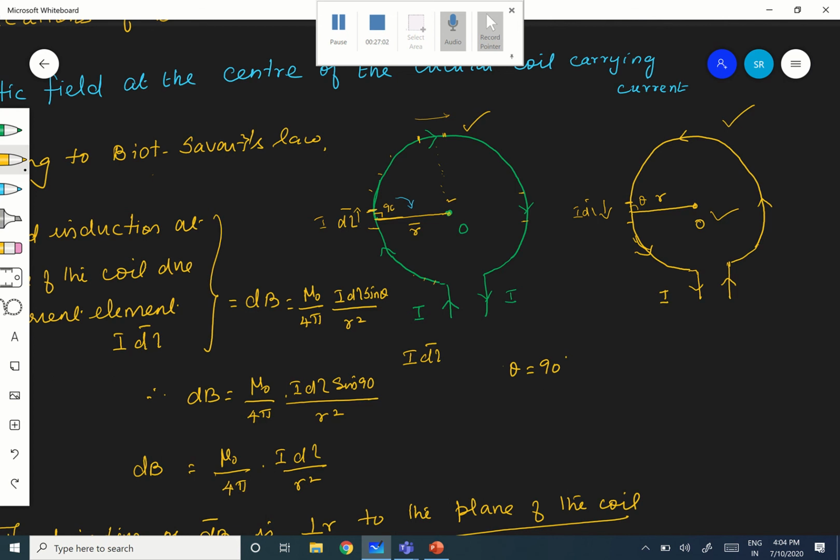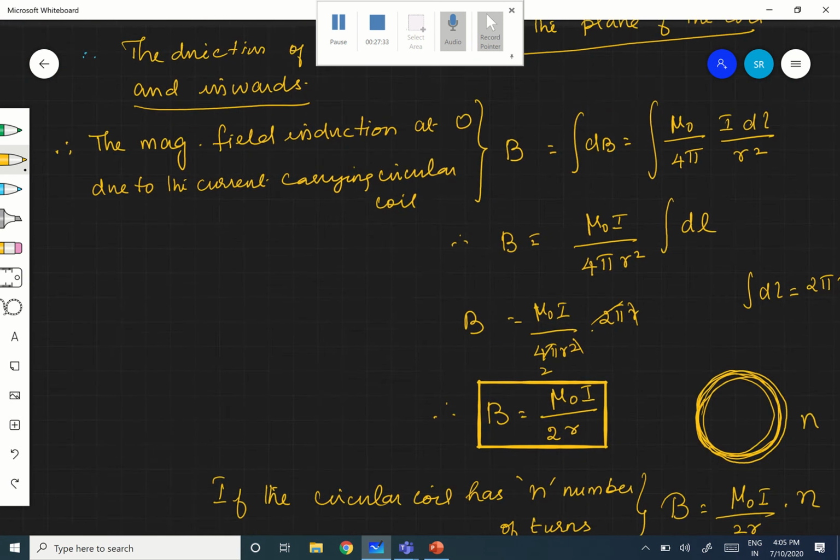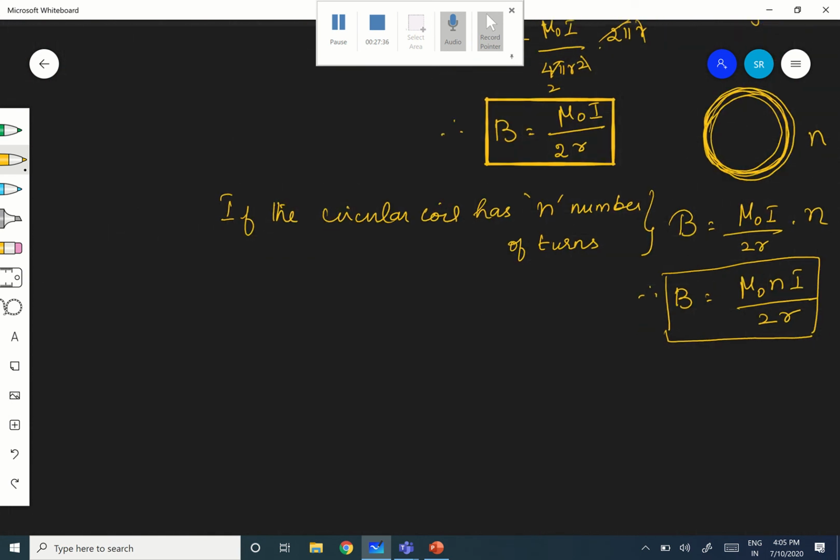So this is how you have to find the field. For a circular coil, see whether the current is clockwise or anti-clockwise. Clockwise means the magnetic field at the center is perpendicular to the plane of the coil and inward, and if it is anti-clockwise, by applying the right hand rule, it is perpendicular to the plane of the coil and outwards. Is it clear? Now, how to draw the magnetic field lines? Sometimes they may ask you to draw the magnetic field lines for a current carrying circular coil.